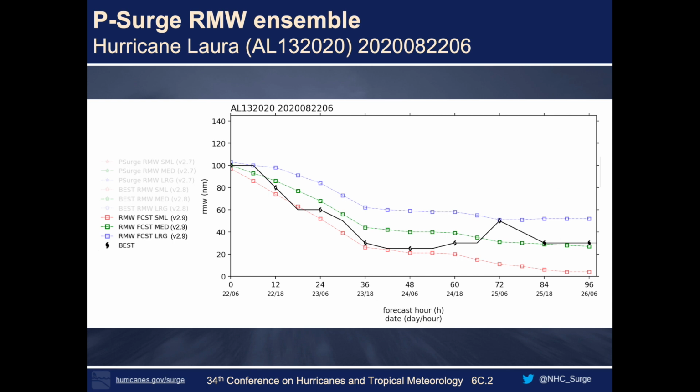And using that information, we're able to forecast RMW with more accuracy. And this is shown in the version 2.9 forecast of RMW. We just do a much better job of encapsulating the true value here.